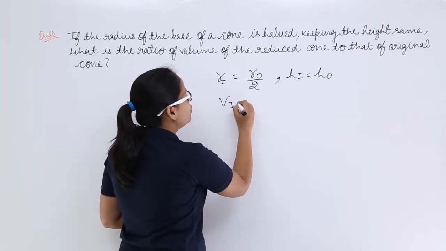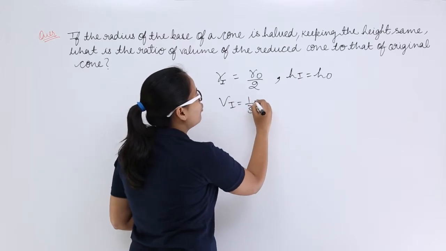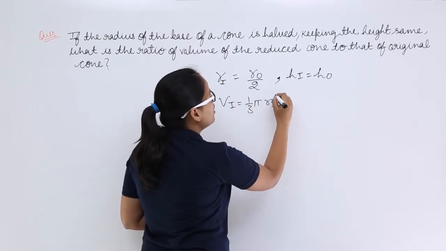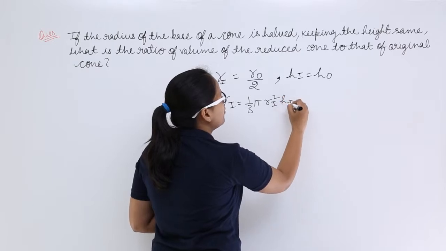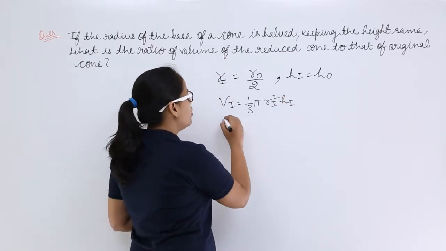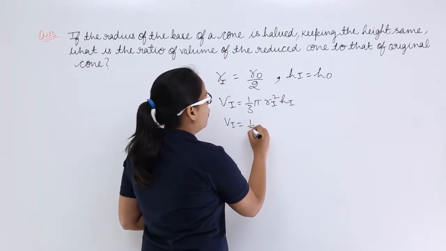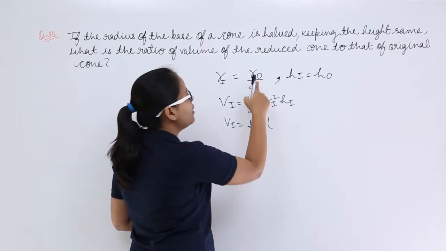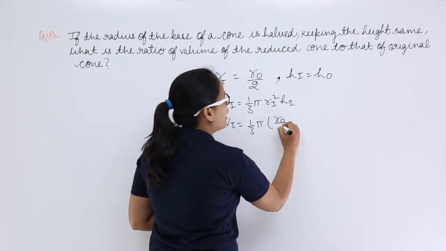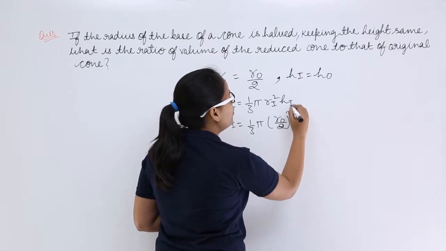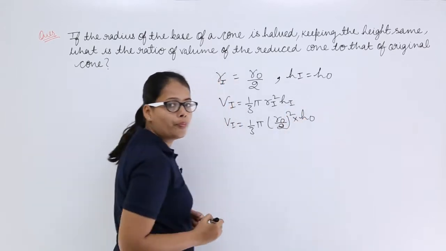Now the reduced volume will be 1/3 of pi RI square HI. So here VI will be 1/3 of pi. What is the value of RI? The value of RI is RO divided by 2. The value of HI is HO.